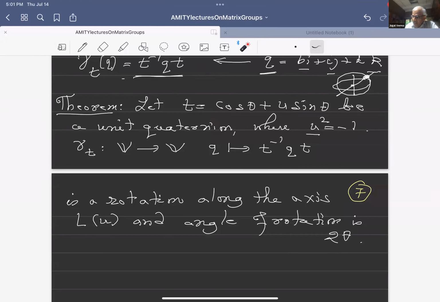So we need to prove that the line spanned by U is the axis of this rotation, and the angle of rotation is 2 theta. These are the two facts we have to prove. Is it clear what we want to show in this theorem? Any doubts in the statement of the theorem?